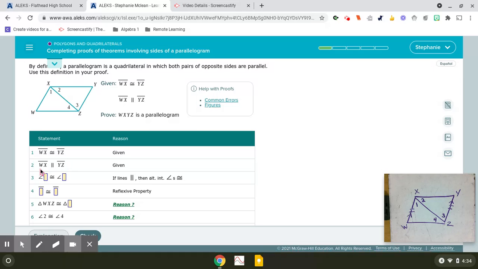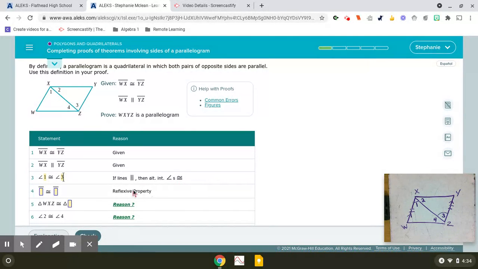So we know that WX is parallel to YZ. That means that when they're cut by a transversal, the alternate interior angles are congruent. So we can say that angle 1 is congruent to angle 3. Okay, so angle 1 is congruent to angle 3. All right, if lines are parallel, then alternate interior angles are congruent.